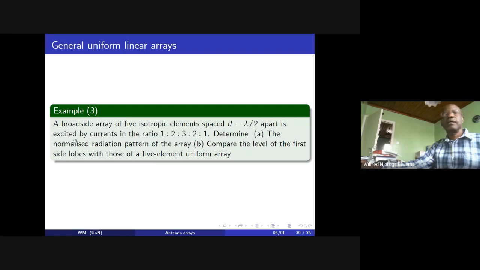So example 3: a broadside array of 5 isotropic elements spaced at distance d equal to λ/2 apart is excited by currents in the ratio of 1 to 2 to 3 to 2 to 1. That is the binomial kind of distribution, or rather Pascal's triangle, as we remember from the binomial distribution. We are required to determine the normalized radiation pattern of the array and compare the level of the first side lobes with those of a 5-element uniform array.